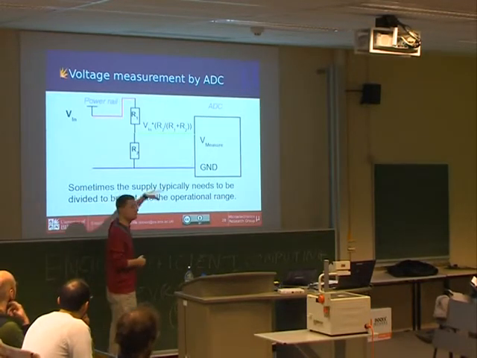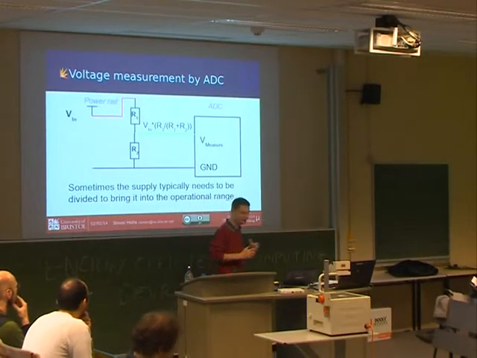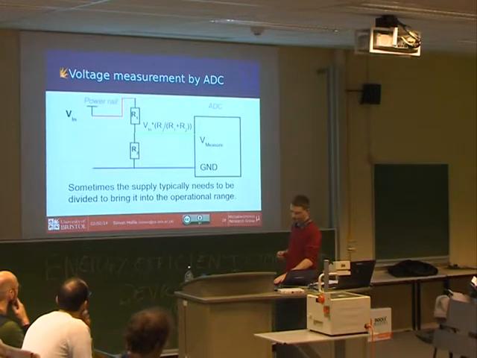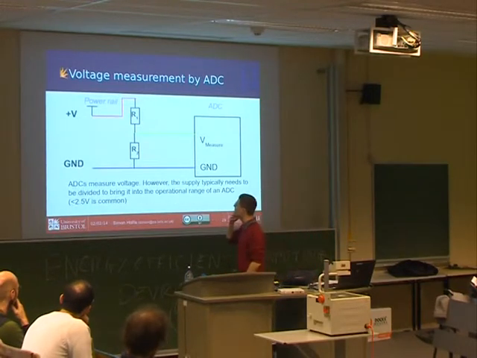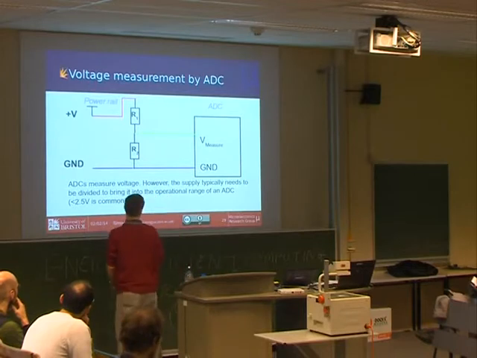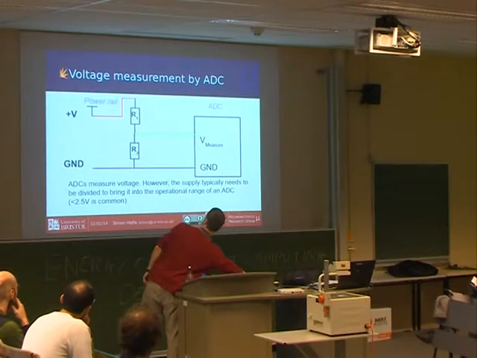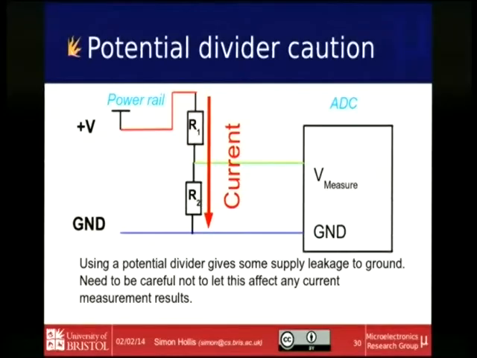And then we bring it into range of the ADC. So that's fine, that's nice and easy, and we'll do that when we need to. One of the problems with this design is you get this current flow through the resistor. You basically put a tap between the power supplies. And so you have to account for that.